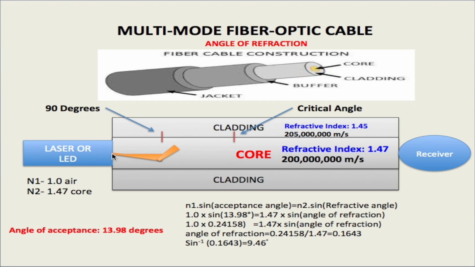So what we're trying to determine here is, we know it changed direction, but by how much does it change direction? And what determines that? The refractive index of the light coming from the laser or the LED, the refractive index of the core, and the angle of acceptance. So these three things we're going to use to determine this angle.